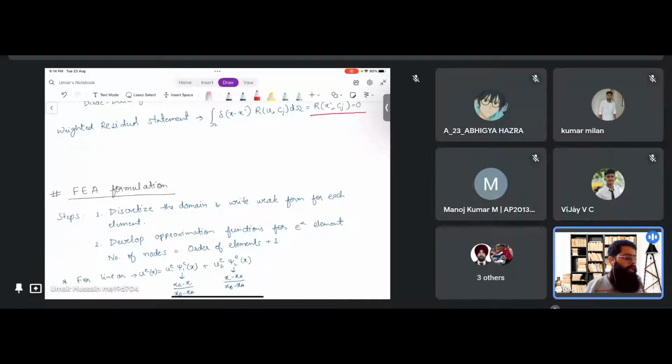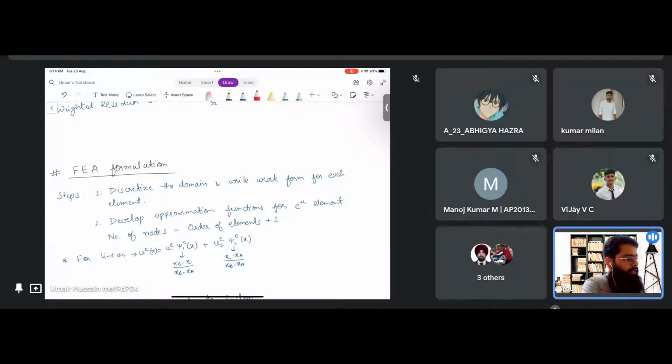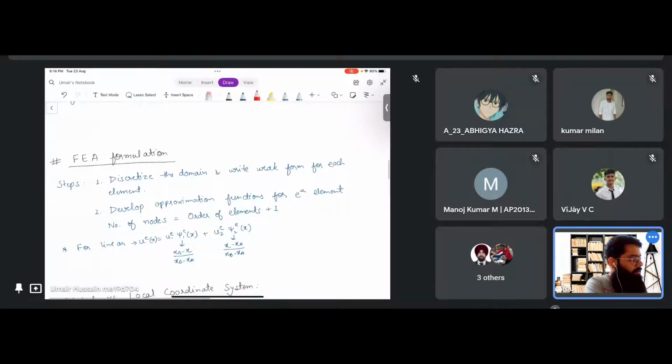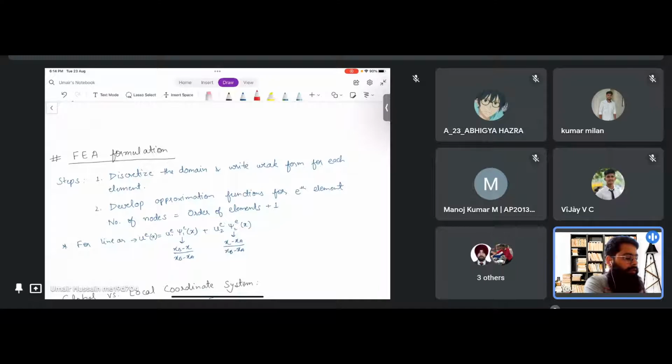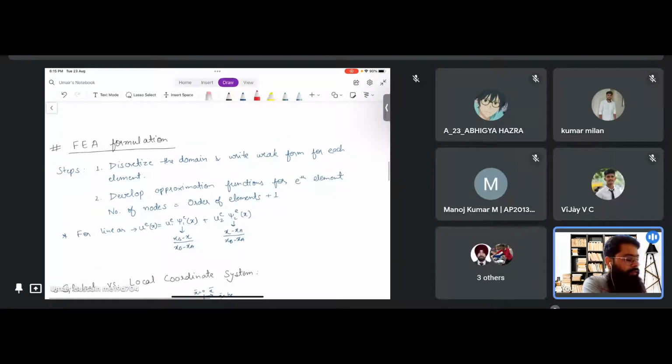Next, we start with the finite element analysis formulation. There are certain things that we need to understand before starting FEM. Can someone tell me how the finite element method is different from any other method we studied so far? The methods we studied so far, all the weighted residual methods and related methods. How is FEA different from all these methods?